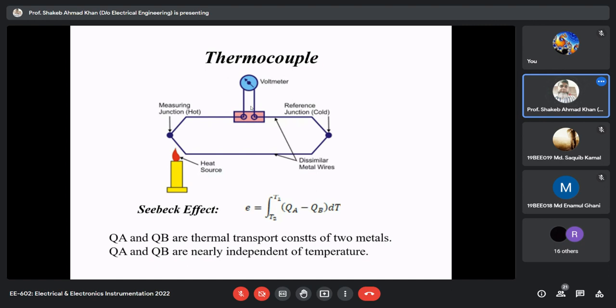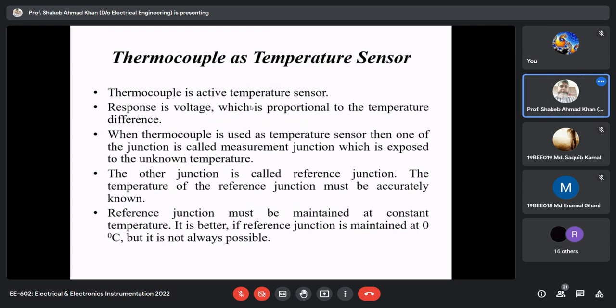Is it okay to all of you? This is an important point, that's why I'm emphasizing it. This is an active sensor. In this case, your response is voltage, and obviously this is proportional to the temperature difference.